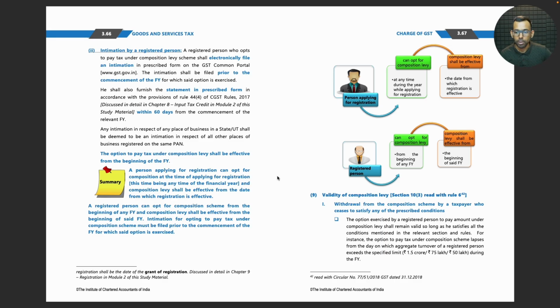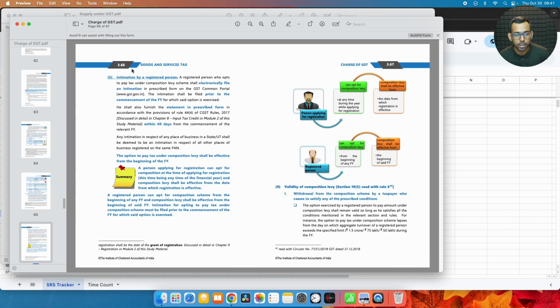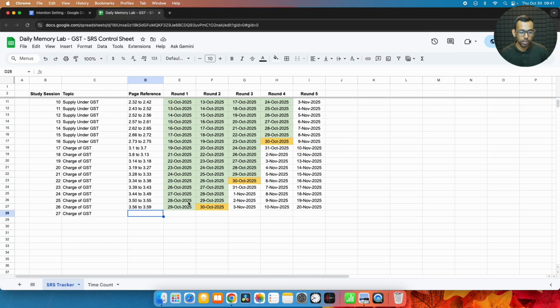Okay, so on that note, let us wrap up today's class. Section we have read till page number 3.66. So just let me update 3.60 to 3.66.